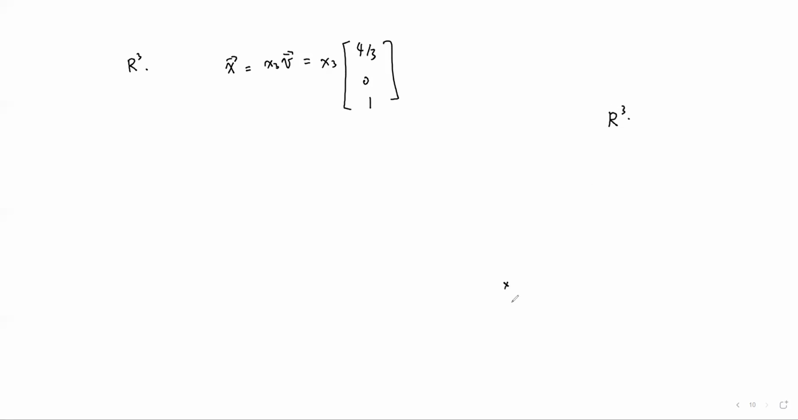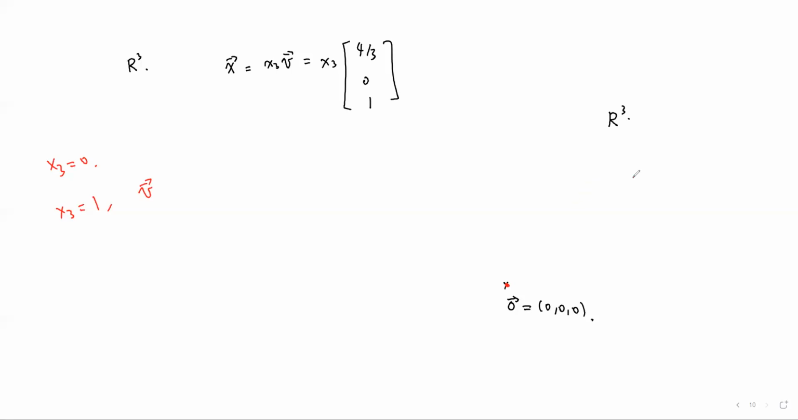Now suppose this is R3. The origin is here. A point is considered to be a vector, and a vector is a point. Point and vector, same thing. This is (0, 0, 0). Now x3 is arbitrary. When x3 is 0, then we get the zero vector, so this point is a solution. When x3 is 1, then v, this vector, is a solution.